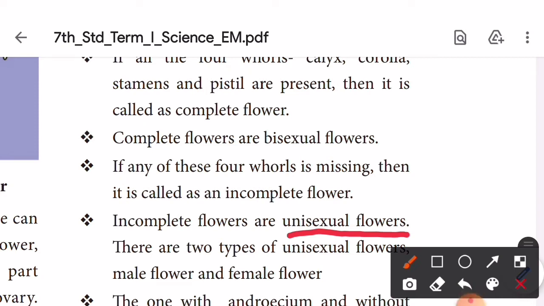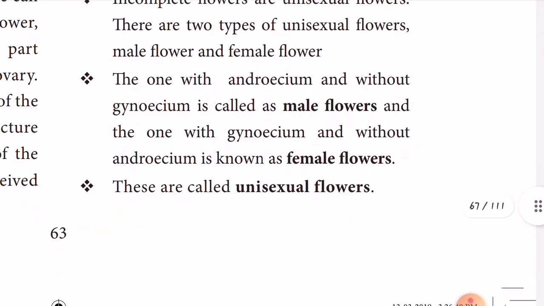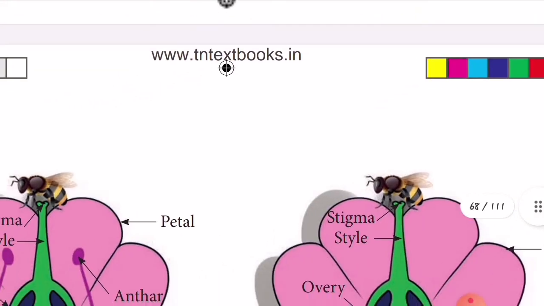There are two types of unisexual flower, children. One is male flower, another one is female flower. Is this clear to you? One with androecium, the male reproductive part of a flower, and without gynoecium is called male flower. And one with gynoecium and without androecium, where male is missing and female is present, that is called female flower. This is called the unisexual flower. Clear, children? Now let's see the diagram.